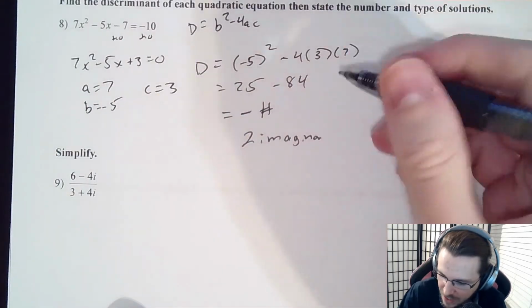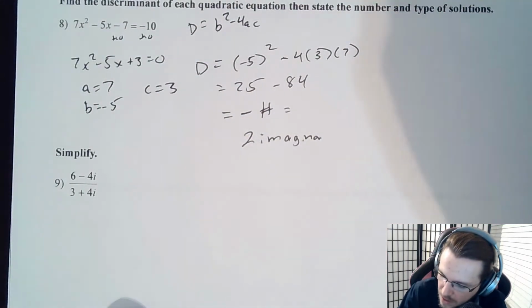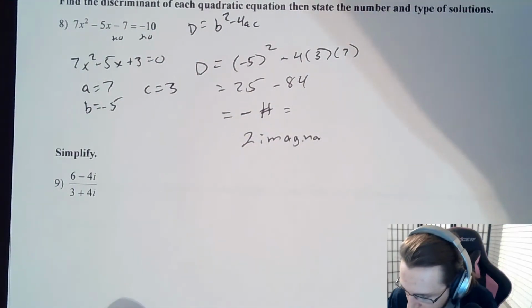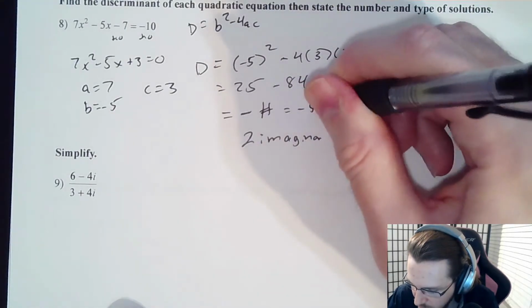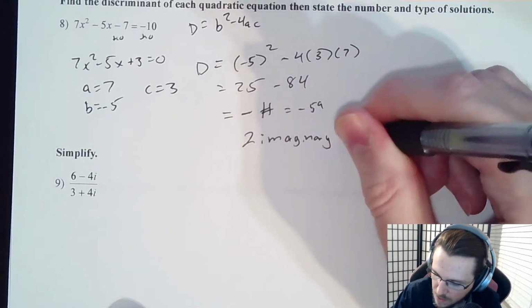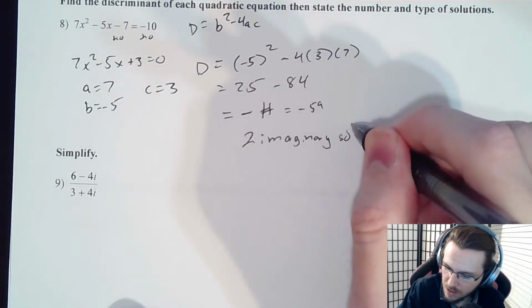I guess it did say find the exact discriminant. I probably should have done that. Fine, I'll actually do it. Subtracting, we got negative 59. 2 imaginary solutions.